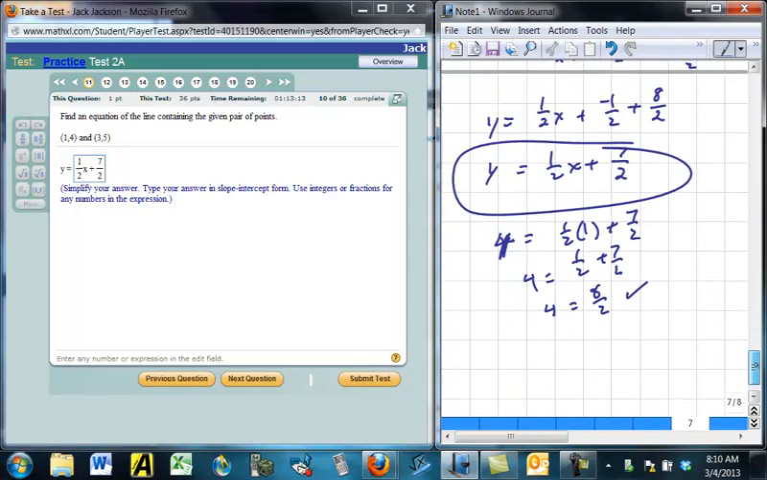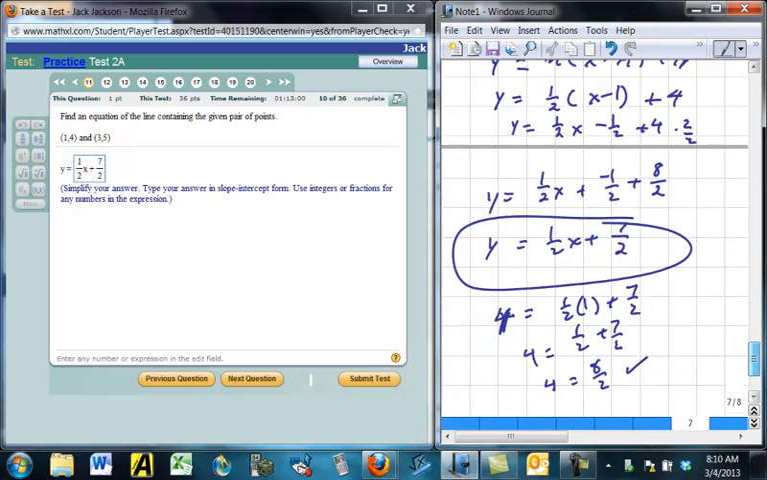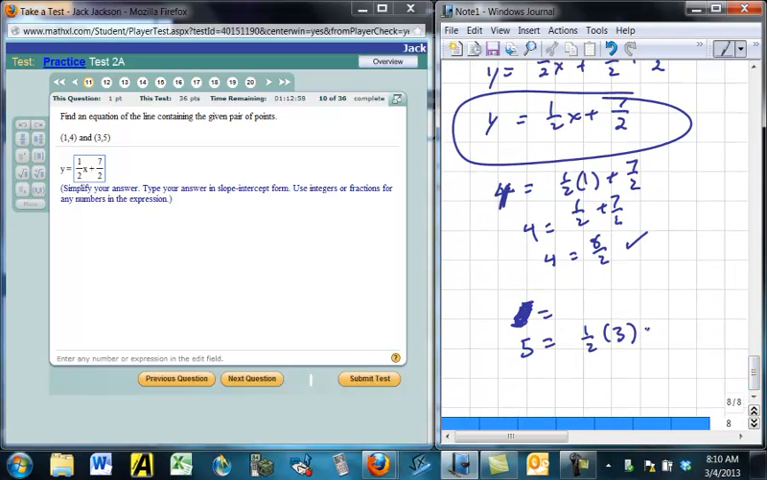Let's see if it goes through 3/5. So 5 for y right here. Let's try that again. 5 for y, and what was it for x? 3. So that's 3 halves plus 7 halves is 10 halves. 10 divided by 2 is 5. So that checks there. So it definitely goes through both of them. So we definitely check that one.